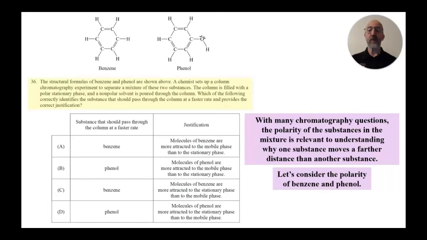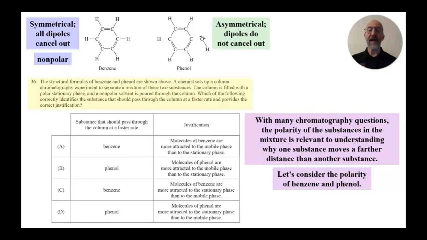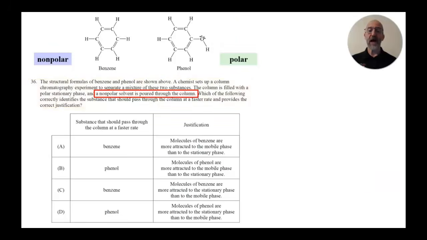Which substance appears to be very symmetrical in which all of the bond dipoles would cancel out? Well, that's going to be benzene. Symmetrical, all the dipoles cancel out, so benzene is non-polar. But on the other hand, we have phenol with that OH group that is asymmetrical. The dipoles do not cancel out, so benzene is non-polar and phenol is polar. Now, we have our non-polar solvent that is poured through the column, so the mobile phase is non-polar.